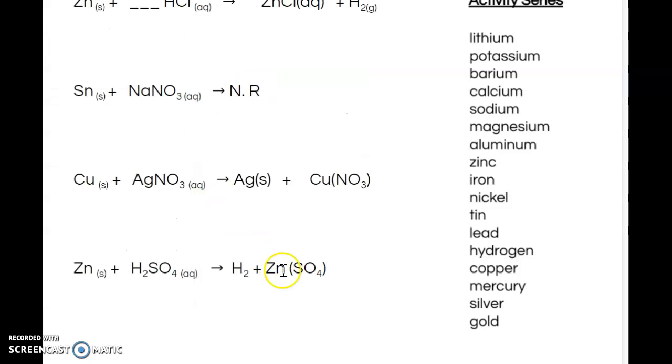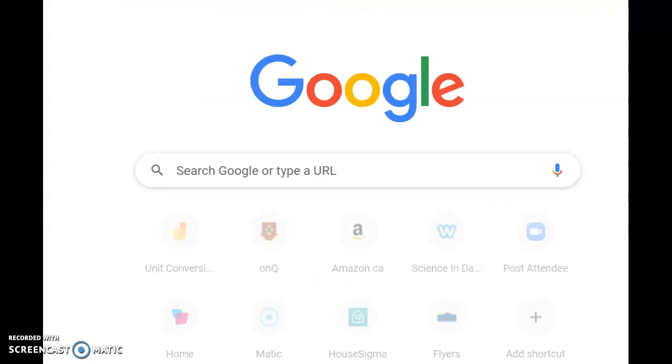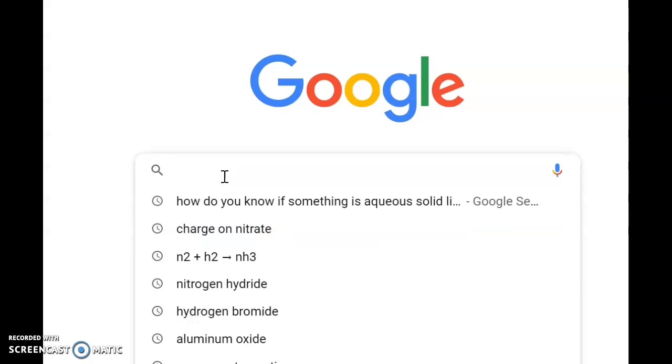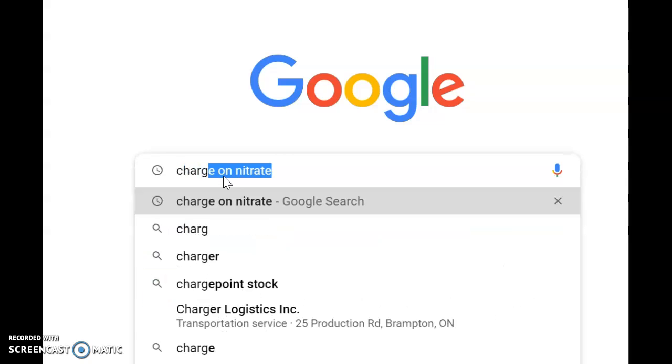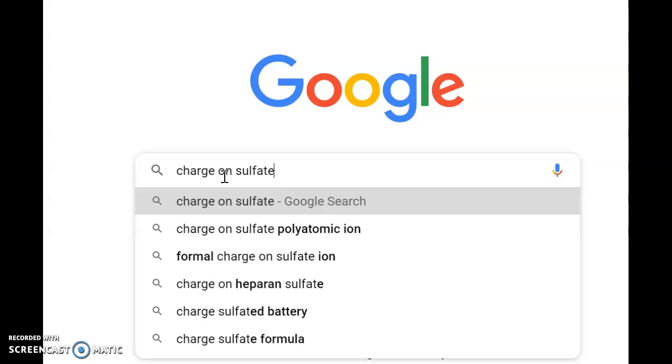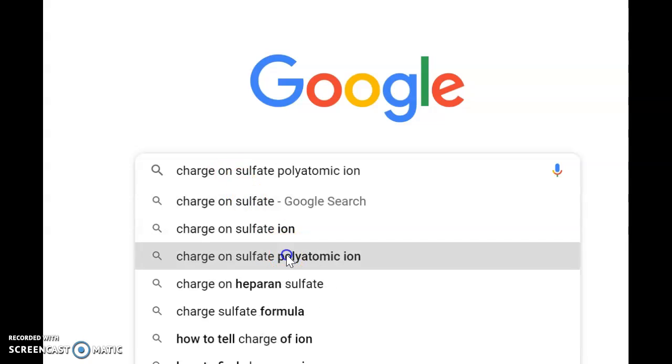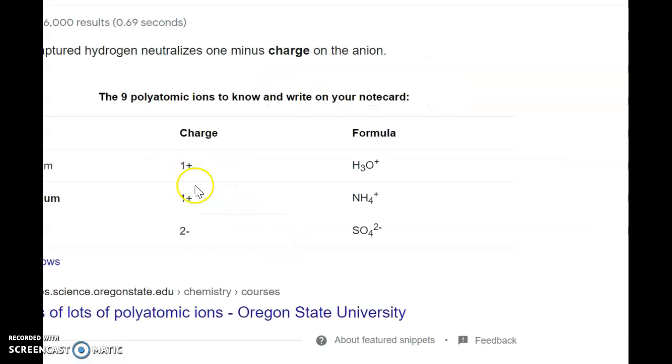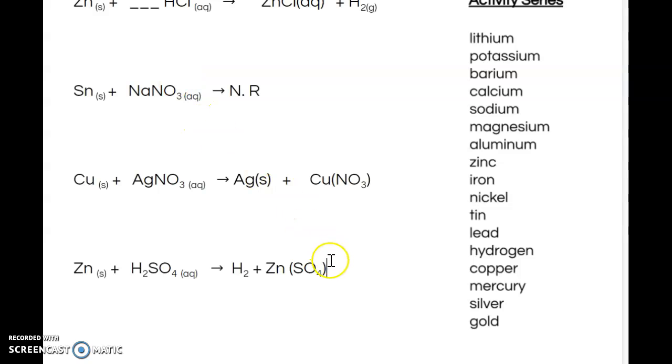So sulfate. To be honest, I do not know the charge off the top of my head for sulfate, so I am going to Google it. Charge on sulfate polyatomic ion. Oh, and it is a -2. Okay, using the crossover method, I can easily determine.